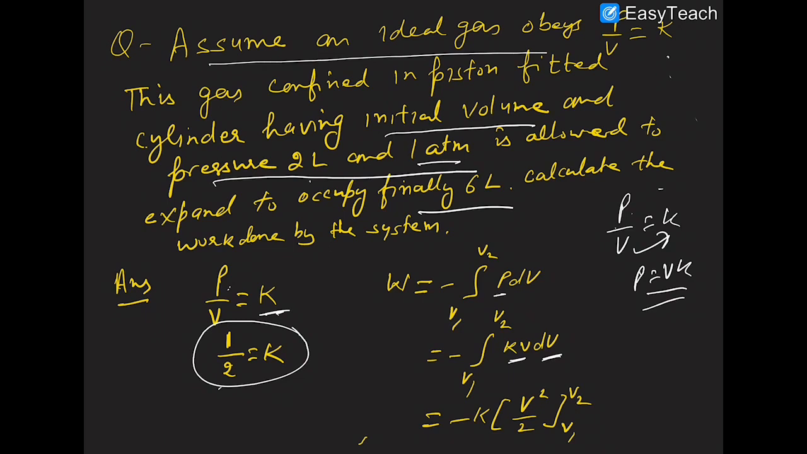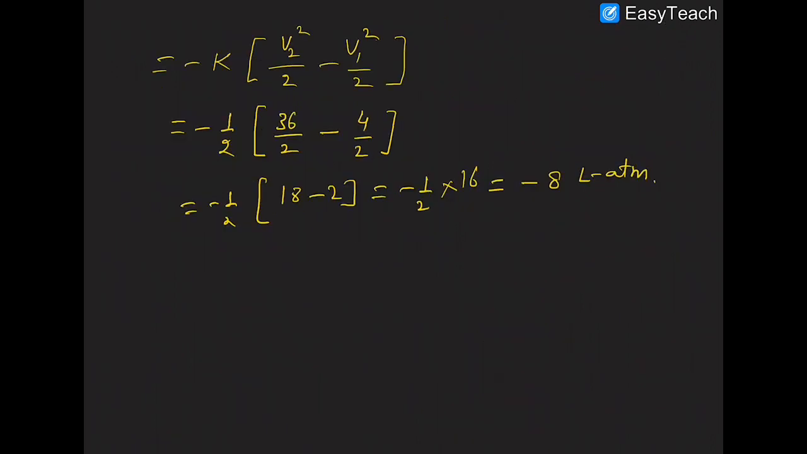So the integral of this will be V square by 2. Why? Because the integral of x is x square divided by 2. Here also K is the constant, so you can take it outside. The integral of V dV will be V square by 2, so it is upper limit minus lower limit. You will solve like that.